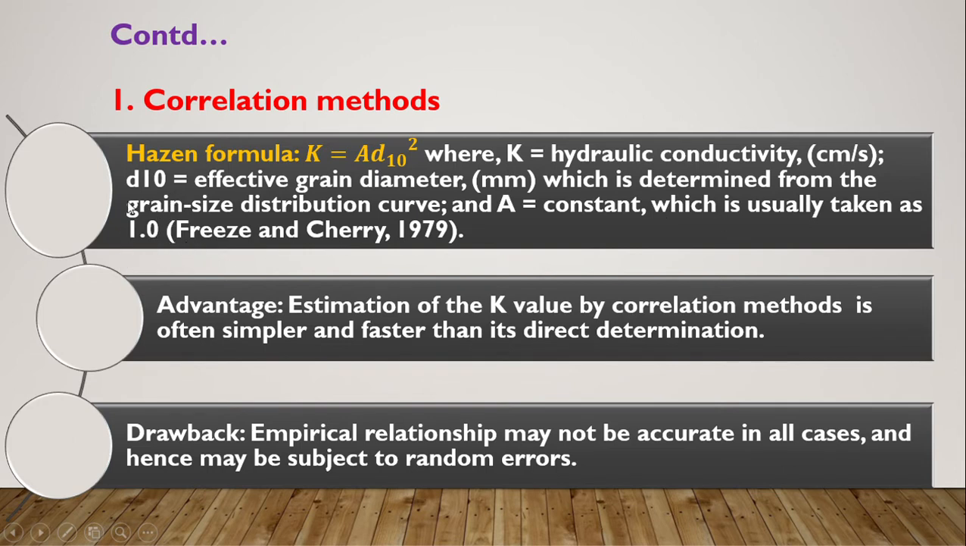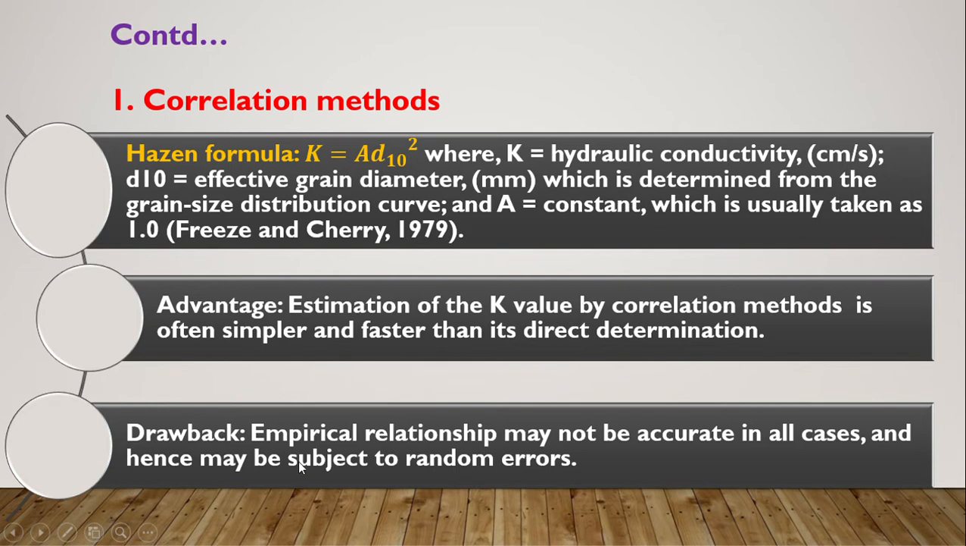Okay. So you can easily find the hydraulic conductivity. This is about the correlation method. It has some advantages and disadvantages. Its advantage is that it is a very easy and simple method. We have to do nothing. We have an equation, and we just substitute the values into the equation to find the k value.